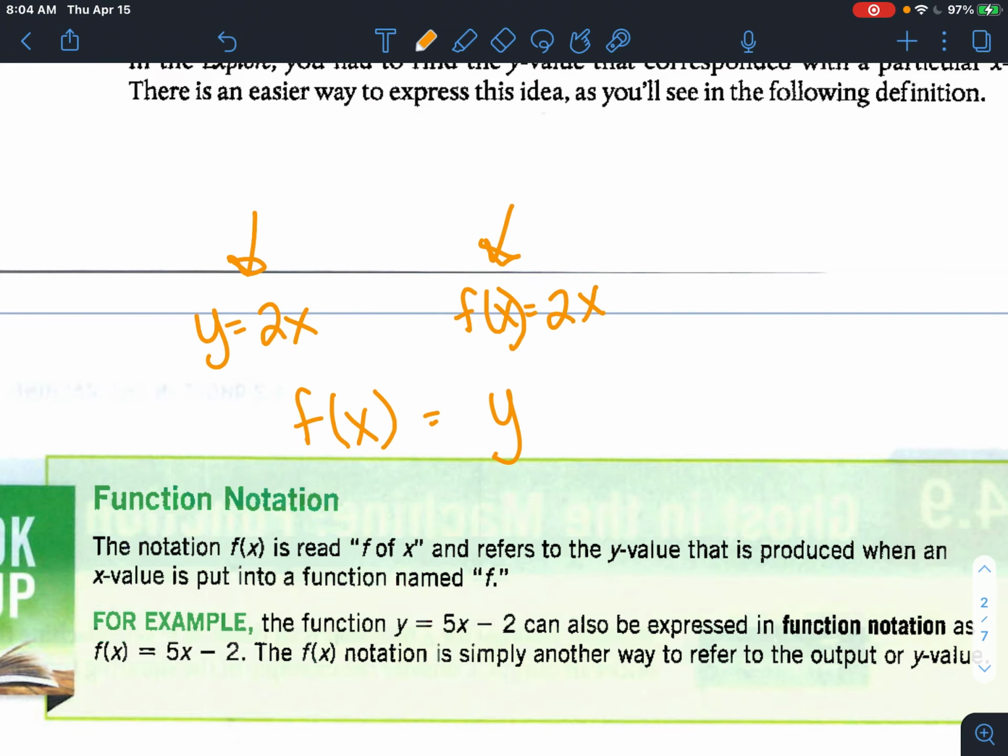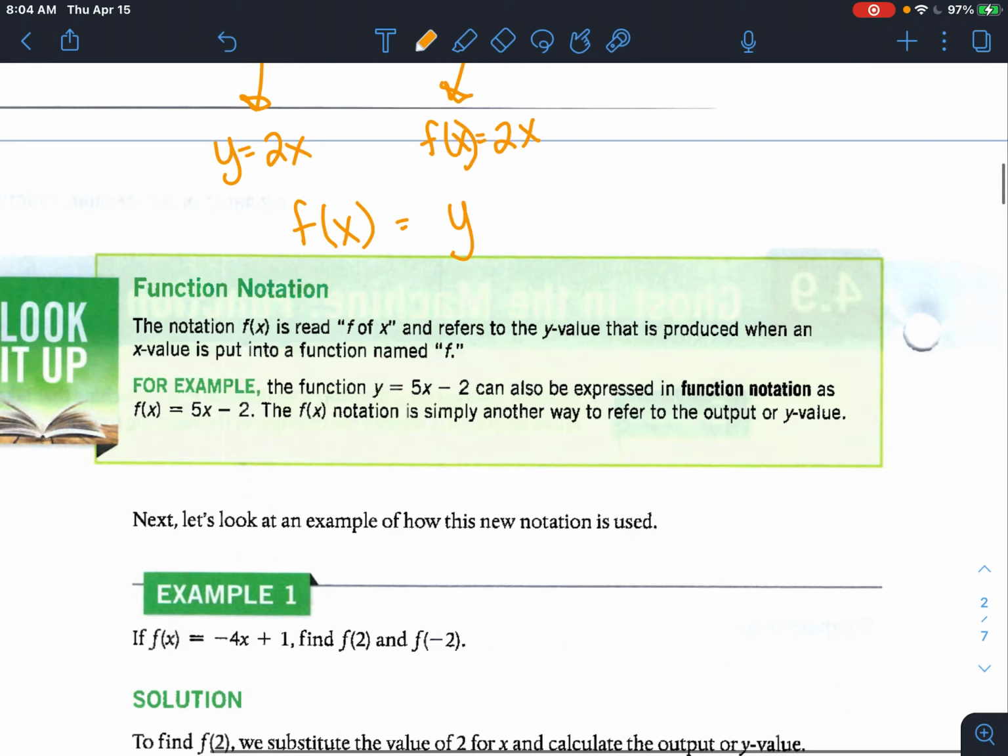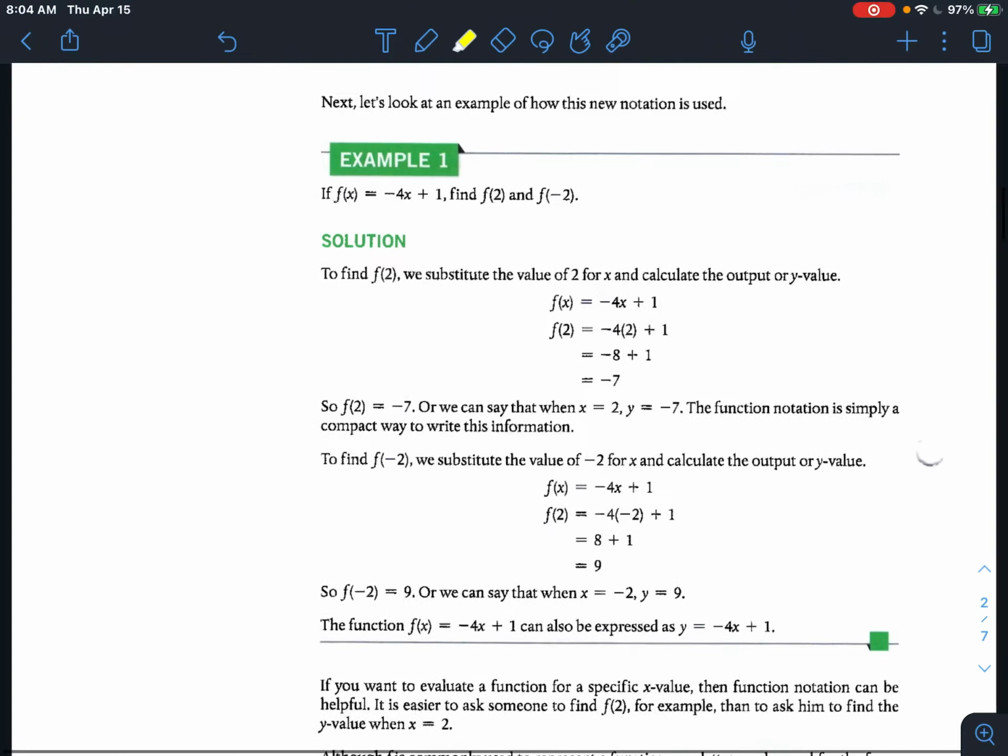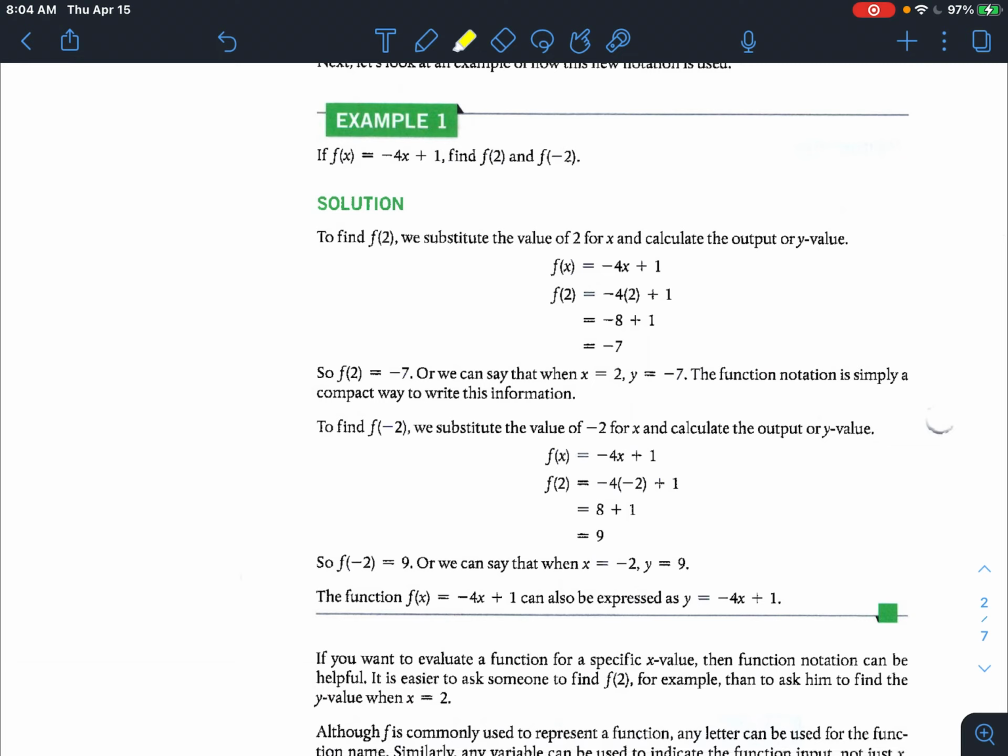It's function f. This equation doesn't have a name. So the example here, the function y equals 5x minus 2 can also be expressed in function notation as, notice the y is replaced with the f of x. Everything else stays the same. This is just a way for us to refer to this function, and it kind of gives it a name. So if you want to refresh your memory, you can.